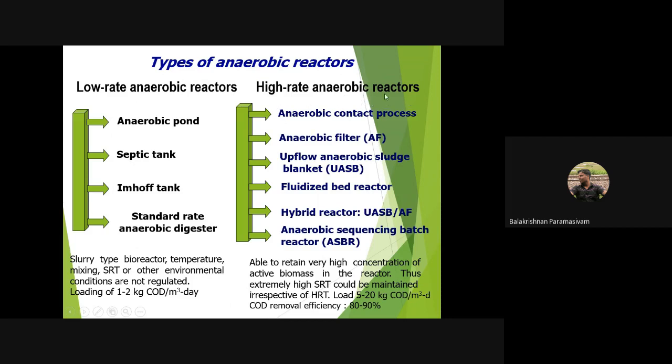So why are we calling it high rate? The loading rate of the COD will vary from 5 to 20 kg of COD per meter cube per day. But in low rate anaerobic reactors, it will be 1 to 2 kg of COD per meter cube. So examples for high rate anaerobic reactors are anaerobic contact process, anaerobic filter, upflow anaerobic sludge blanket, fluidized bed reactor, and hybrid reactor. A hybrid reactor may be a combination of any two anaerobic treatment processes.